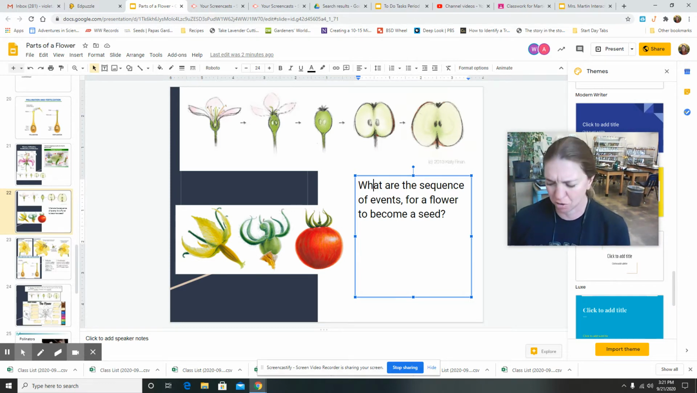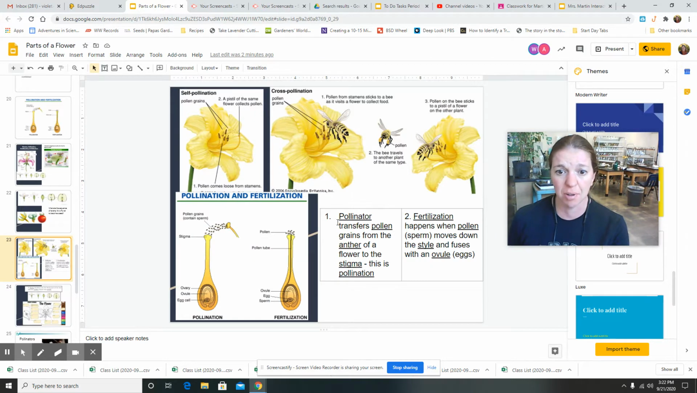Sometimes things are fruits and you don't realize they're fruits. Actually, acorns are a fruit. Okay, anyways. Let's go here.